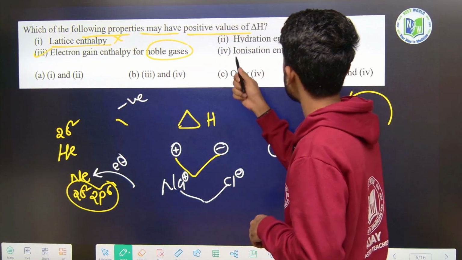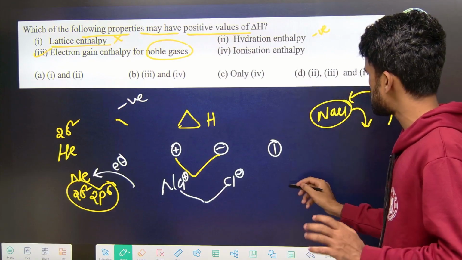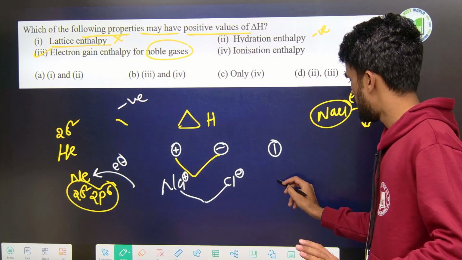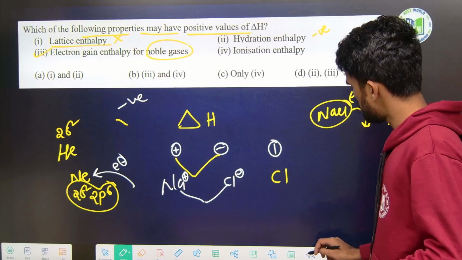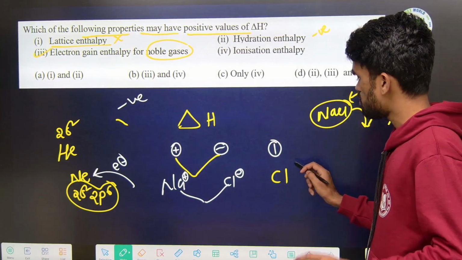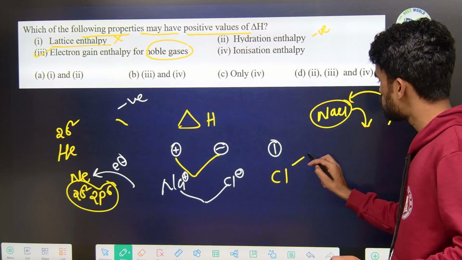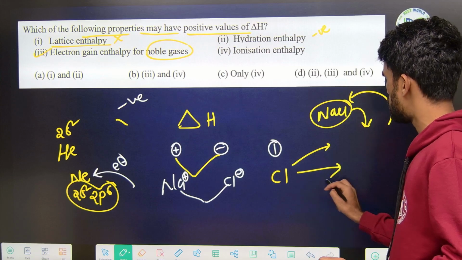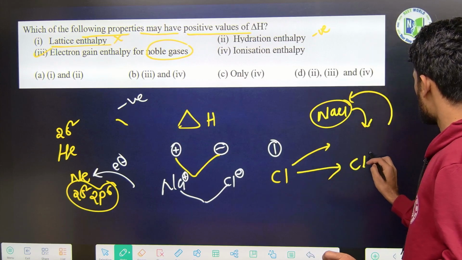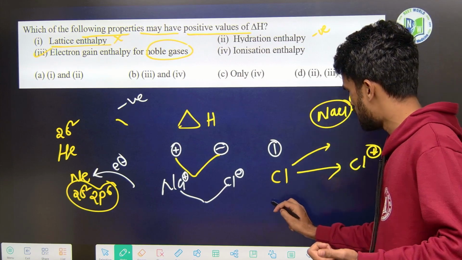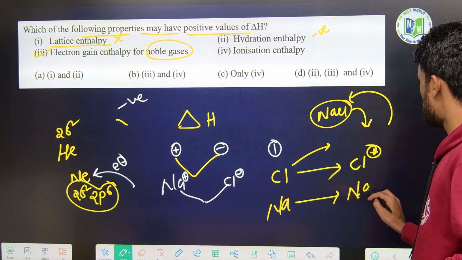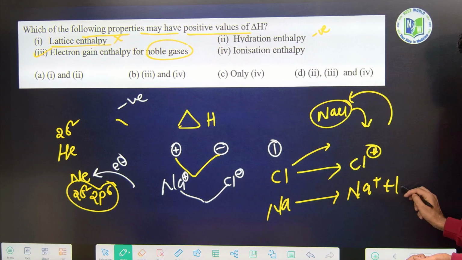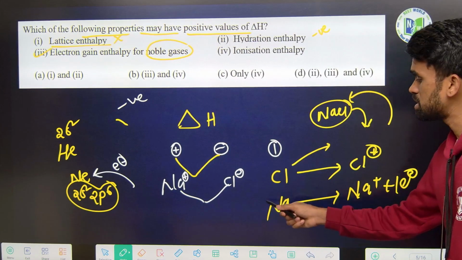Next, go for the next one, ionization energy. It means, for any element you take, for example chlorine, the amount of energy required to remove an electron from it, in order to convert chlorine to chlorine cation, or you simply take a sodium metal atom to sodium cation. So we are removing one electron from these atoms.